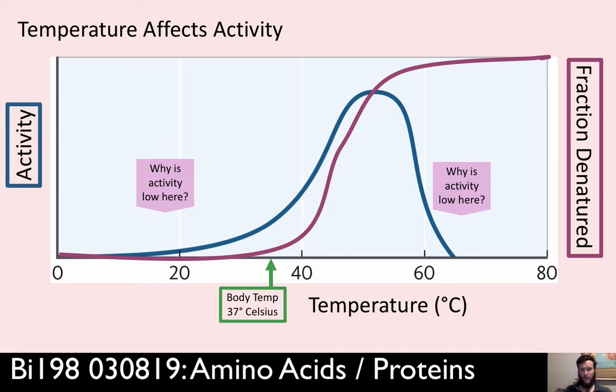And if we compare this to the fraction of the proteins in a sample that get denatured, we see that the fraction of denatured proteins begins to go up with temperature above 40 degrees. Most proteins then get fully denatured around 60 or 80 degrees, at which temperature you've lost all the activity.